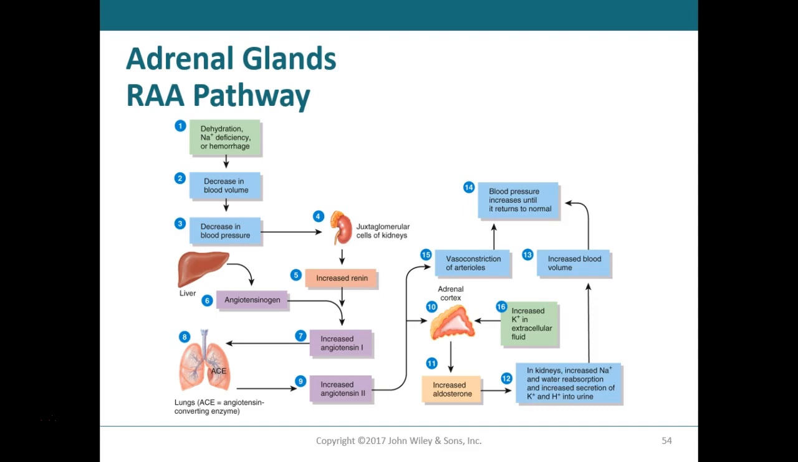When aldosterone gets to the kidneys, it causes sodium-potassium pumps to be built. Remember when we talked about aldosterone being a steroid hormone and how it diffused across the membrane and bound with the receptor, and it turned on the gene and we made sodium-potassium pumps? That's what we're doing here. So in the kidneys now, we're building sodium-potassium pumps.